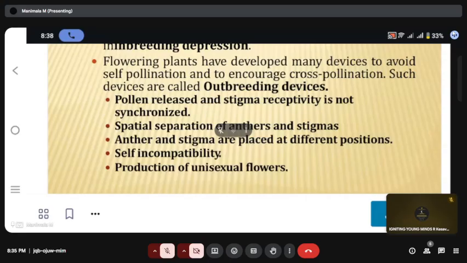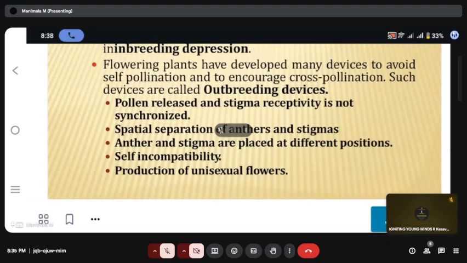Pollen is released before the stigma becomes receptive, or the stigma becomes receptive much before release of pollen. In such cases, even if the pollen grains are released before the stigma develops, it will not match. Similarly, if the stigma has developed but the pollen grains are not released, it will not match. So in that condition we can prevent self pollination. Am I right?